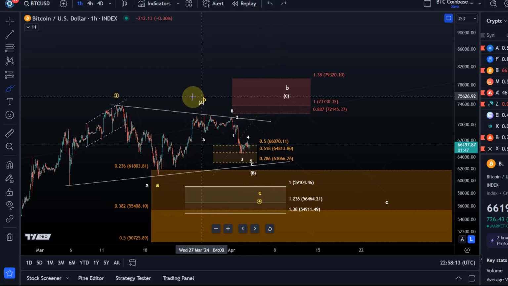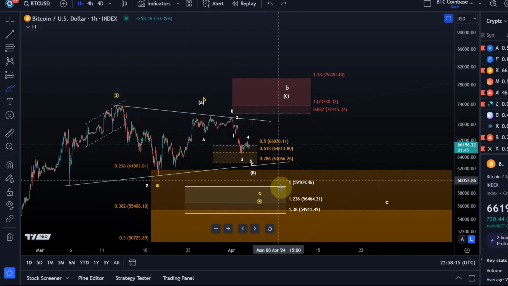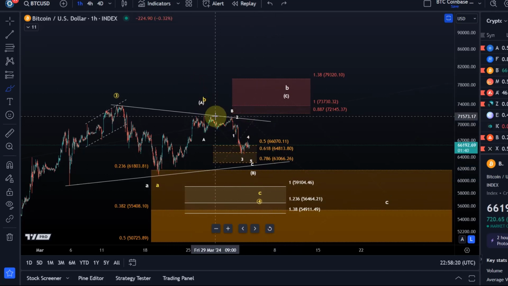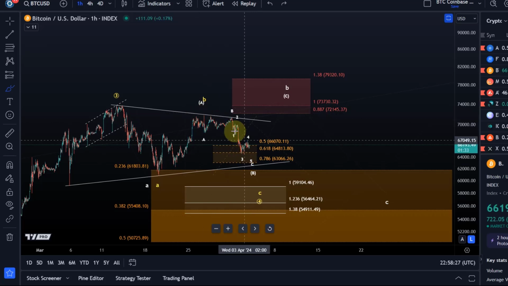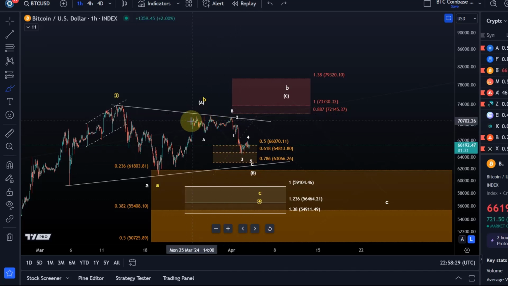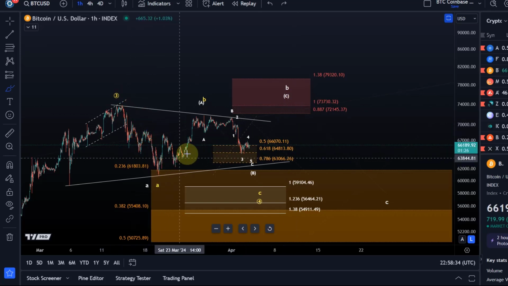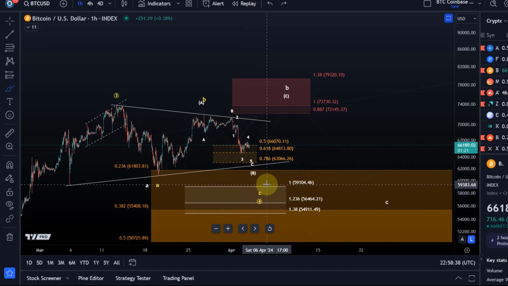Now, is it going to be a nice and clean ABC structure? I'm not entirely sure. It's possible, but the microstructure doesn't really work very well with the yellow count. It looks more like a corrective move down here, so therefore we have the white count on the chart. But let's just stay with yellow for a second. It's possible that the yellow count just plays out, and I do not anticipate a low in wave 4 until the price gets into this white target region, at least from what I can see right now.